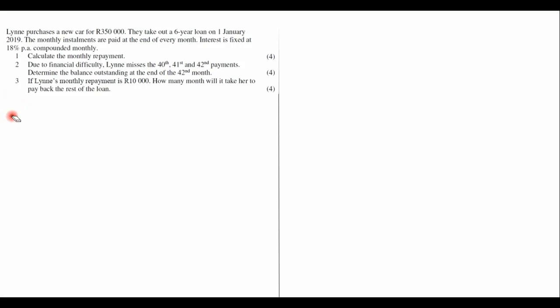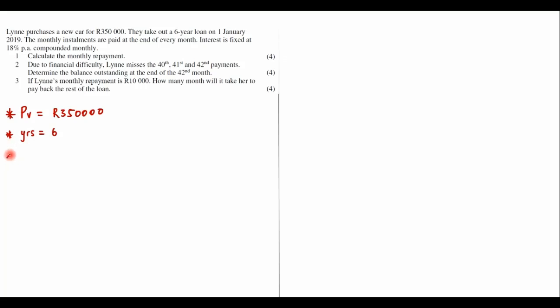So firstly, we need to identify, is this a present value or a future value? Now because you get the money now, the present, it means it is a present value. So basically this is going to be PV equals 350,000 rands, and then from there, what else do we have here? So we have the number of years. The period is 6 years, and then from here, what else are we given? The interest.